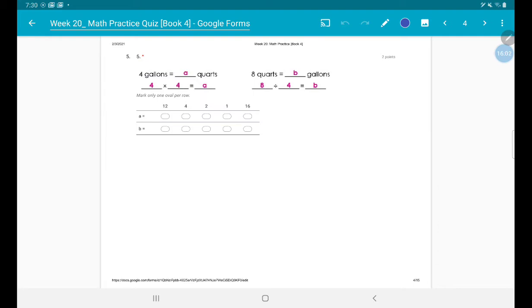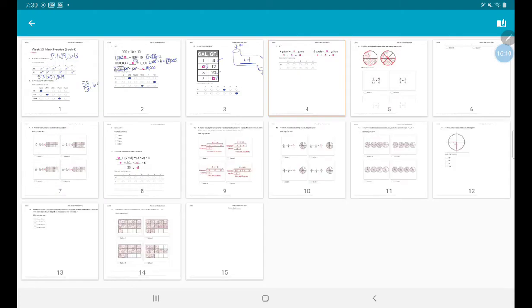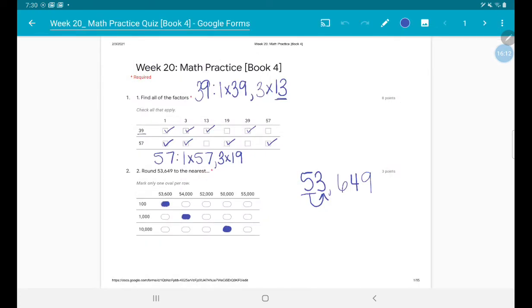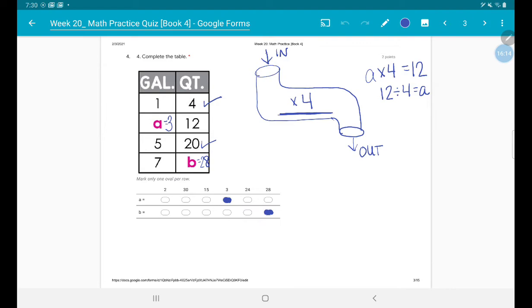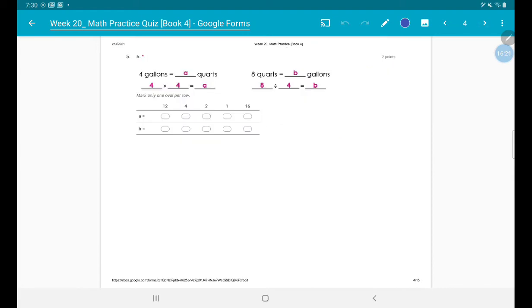Okay, so here in this next set of problems, we are converting gallons to quarts. We just found in our previous problem that it takes 4 quarts to make 1 gallon. And they're also giving that to us. So 4 gallons equals how many quarts?